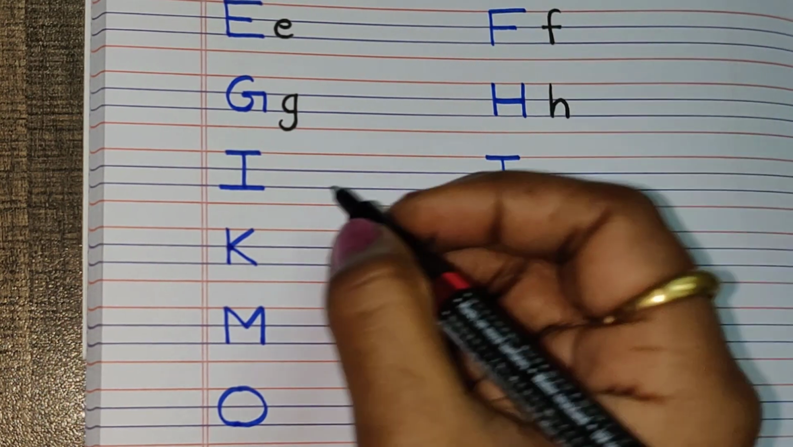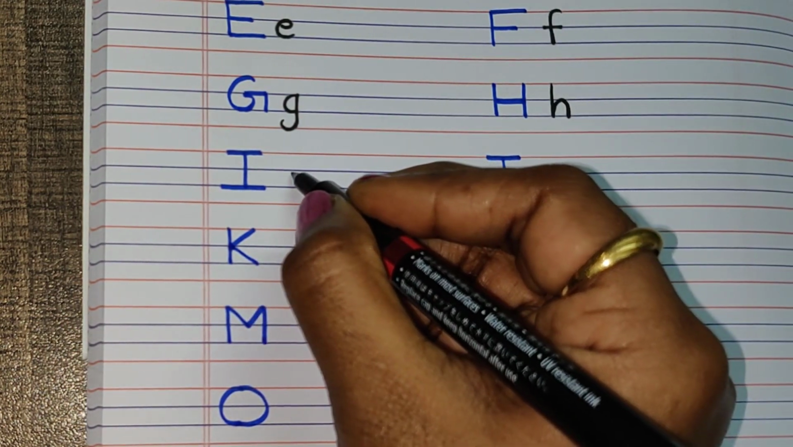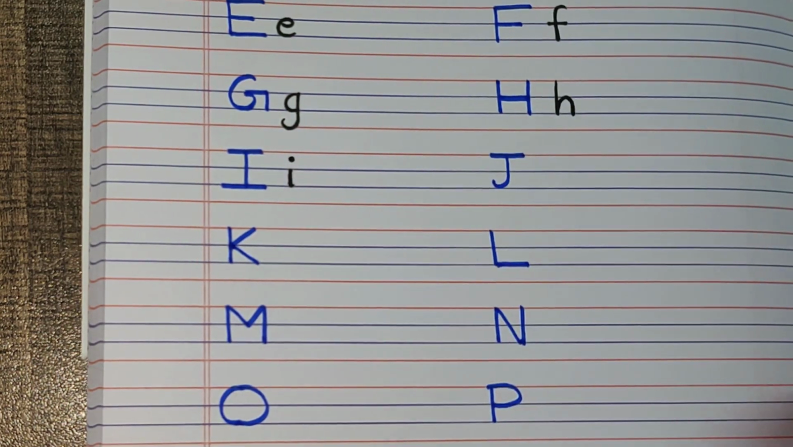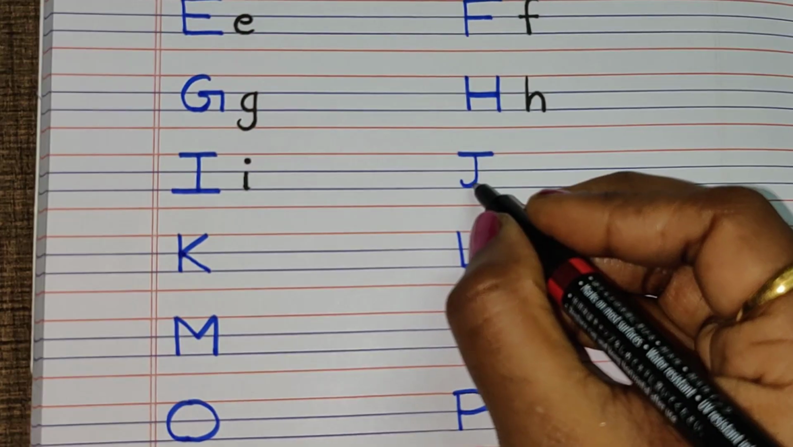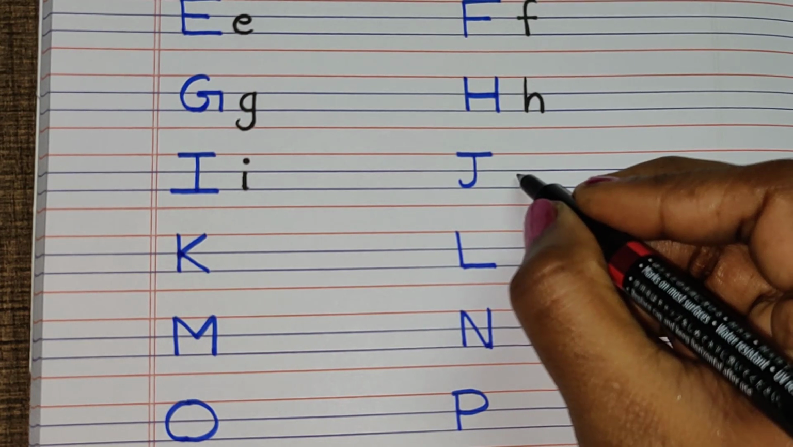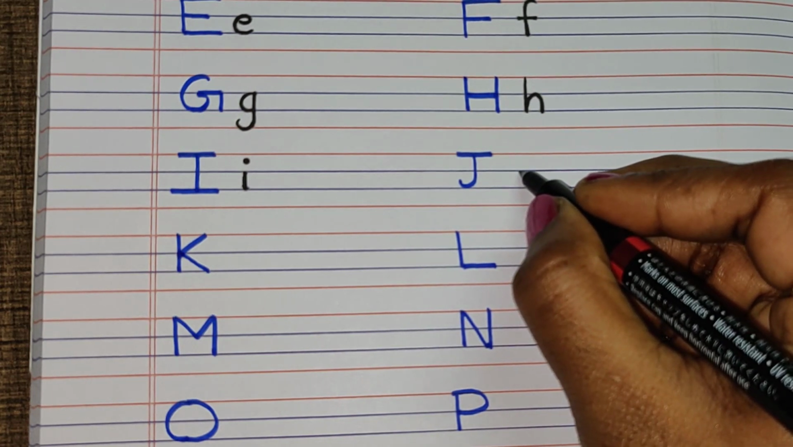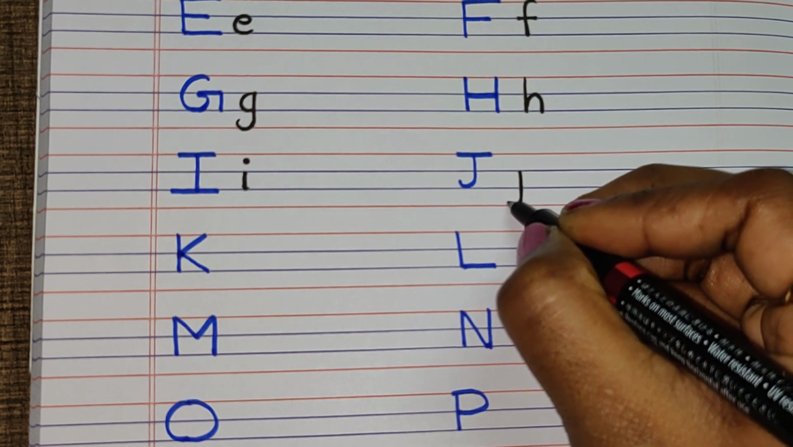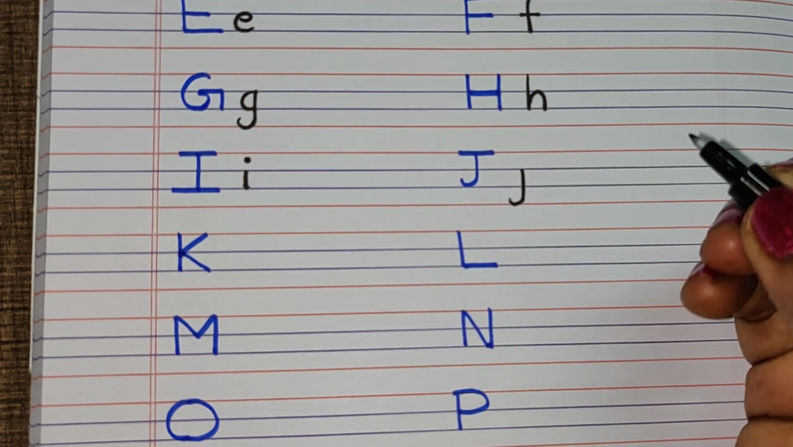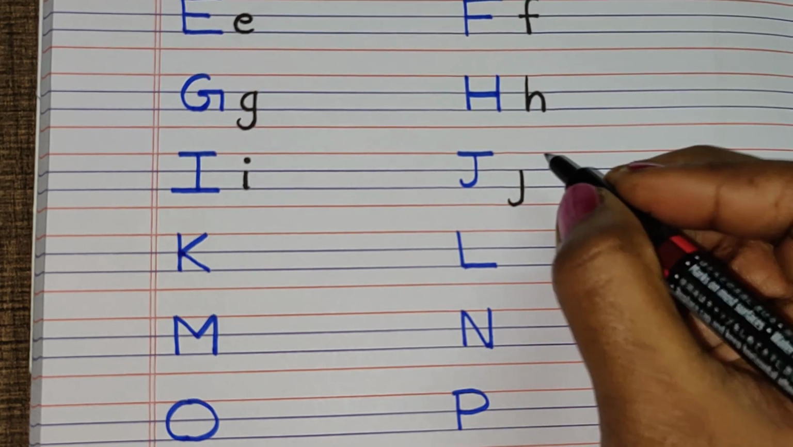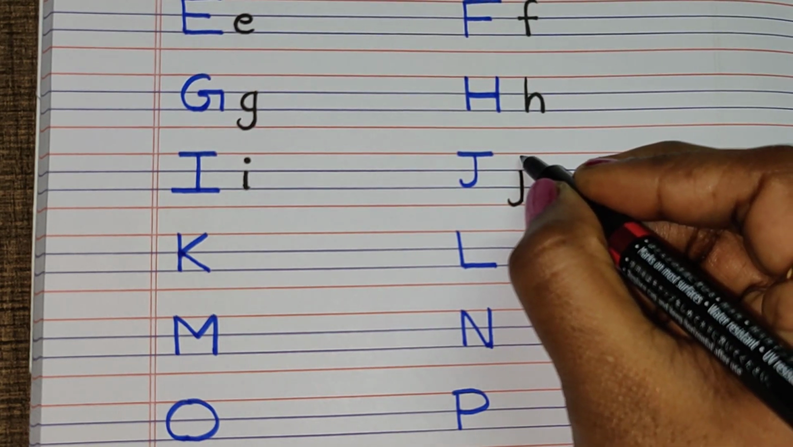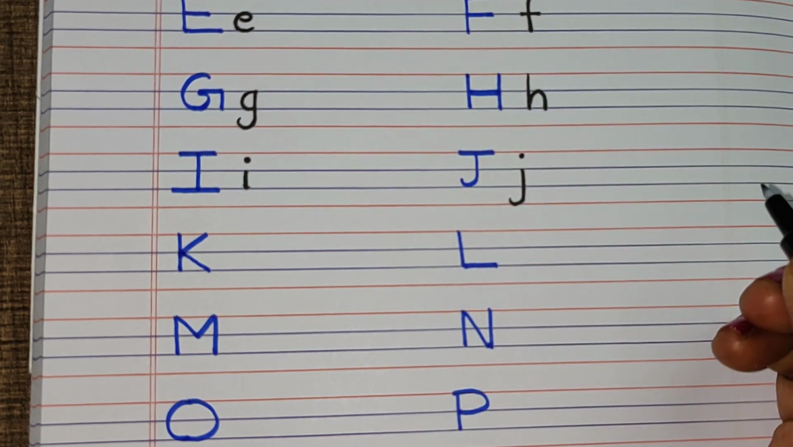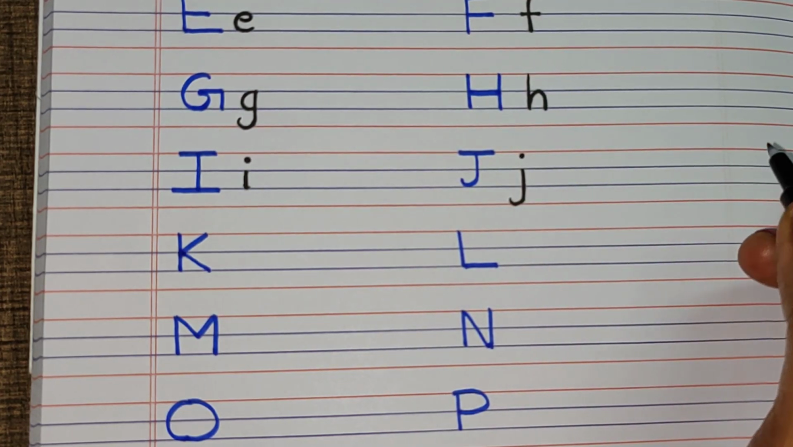So next is I, a small line with a dot on the top of the small line. That's it, which makes I. Very simple. So next is J, the same thing which I have done in capital letter. This J we are going to start from the second line. That's it, very simple. From the second line to the last line we are putting a J with a small dot on top of that J. That's it, very easy.